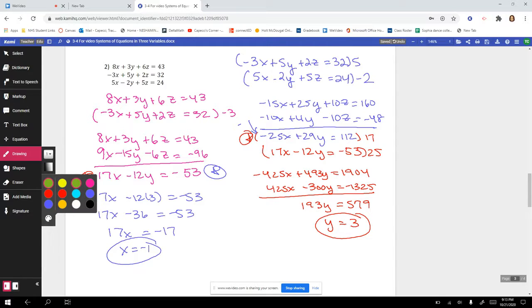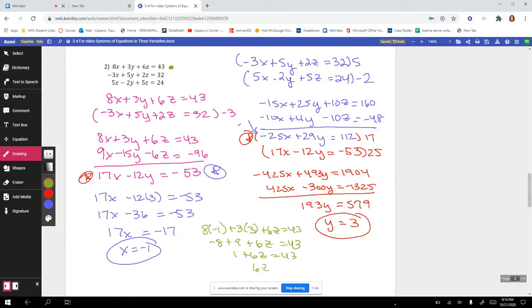All right, need to find my last variable. So I can use any of the three equations I started with. I'll use the first one. So I have 8 times negative 1 plus 3 times 3 plus 6z is equal to 43. So that's negative 8 plus 9 plus 6z is equal to 43. So it's 1 plus 6z is equal to 43. 6z is equal to 42. So z is equal to 7. So our final answer there in coordinate form is negative 1, 3, and 7.